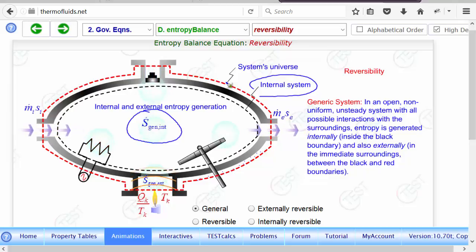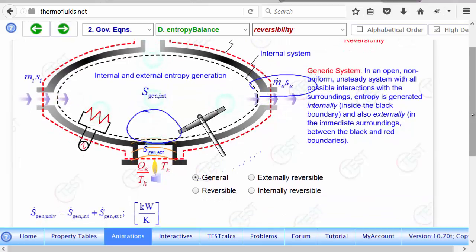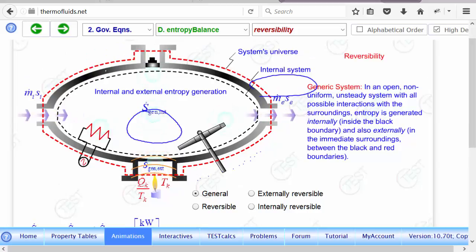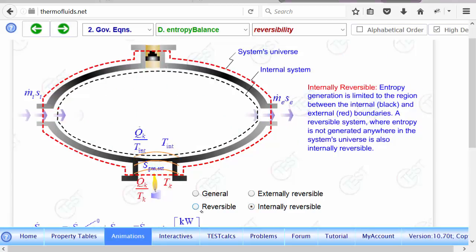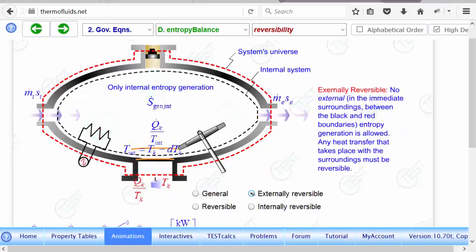So if entropy is not generated, suppose we do something without causing any friction, in that case the system is called reversible. Well, there are a few shades of definitions here. If there is no friction inside the internal boundary, then the system is said to be internally reversible. So here is an internally reversible system. There is no friction inside, but there could be friction outside. Externally reversible means there can be friction inside, but not outside.